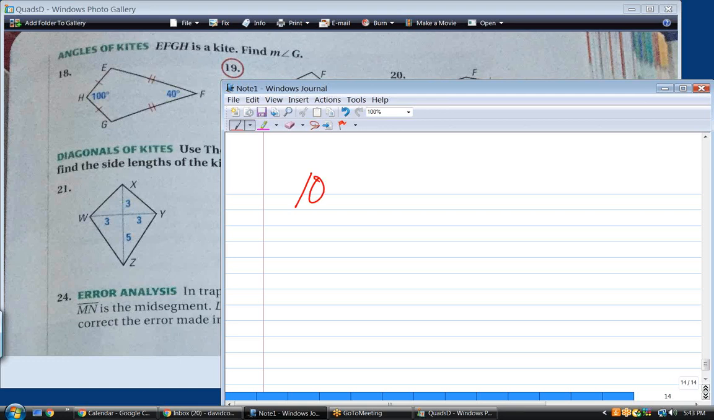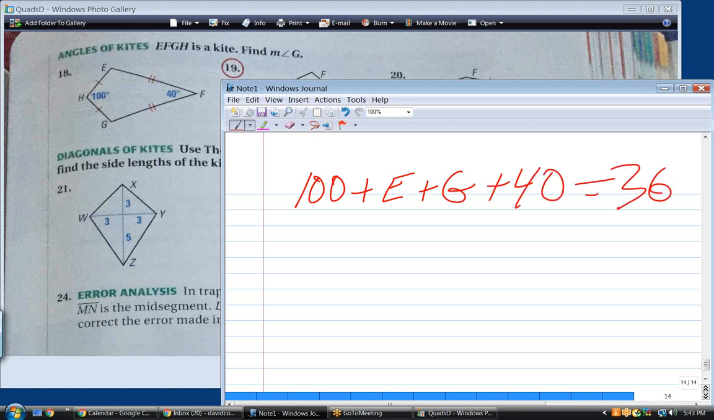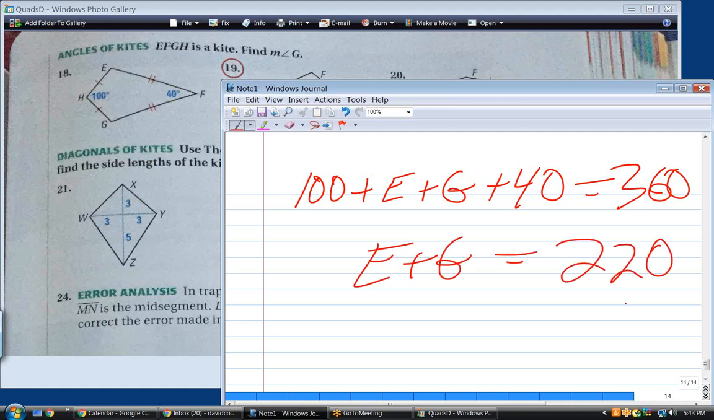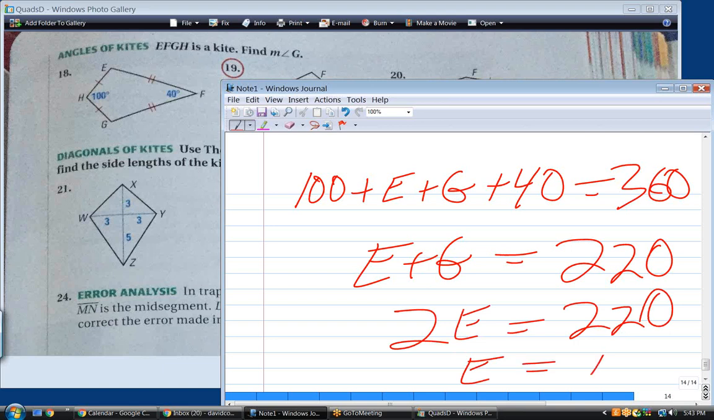So H, which is 100, plus E plus G plus 40 have to add to 360. So E plus G have to add to 220. And they're equal to one another, so 2E has to add to 220. What does angle E have to be? 110. And that's the same for angle G. And a quick inspection, they look like 110.